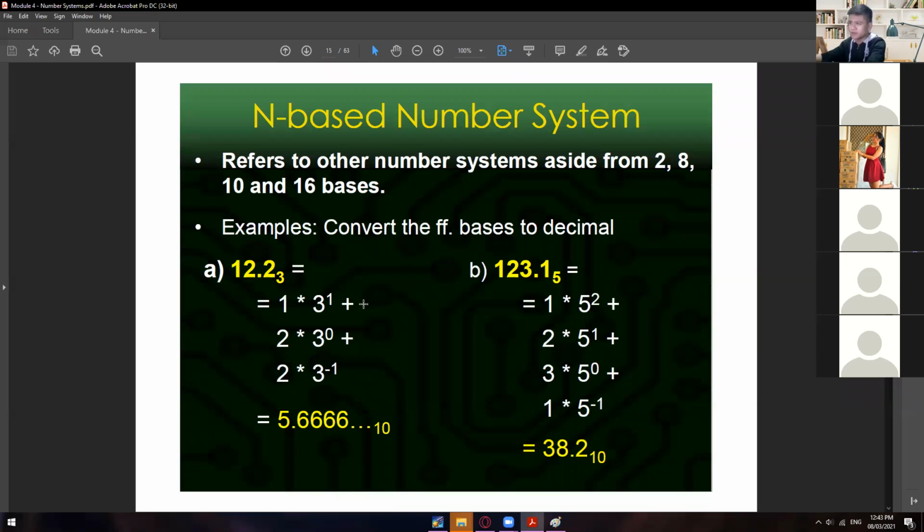Nevertheless, whether it's n-base or binary or hexadecimal or octal, the process is still the same. So you guys don't need to worry whatever is the base of that number system. The only thing that will change is of course your multiplier, which here is 3. So still the same process, just arrange 1, 1, 2, 2, then multiply everything by 3. And then from here we have 0 and then 1, and then from here we have -1. Then just do the math, and then you will get 5.666666 base 10.